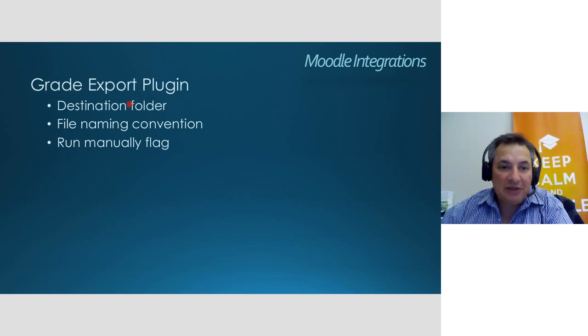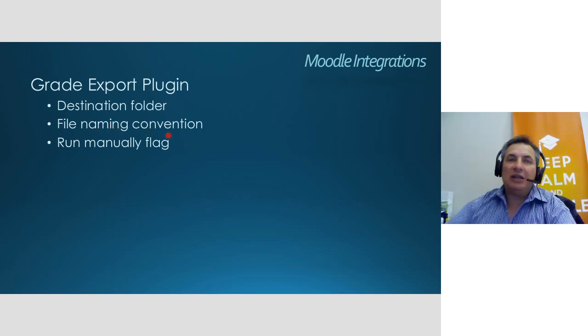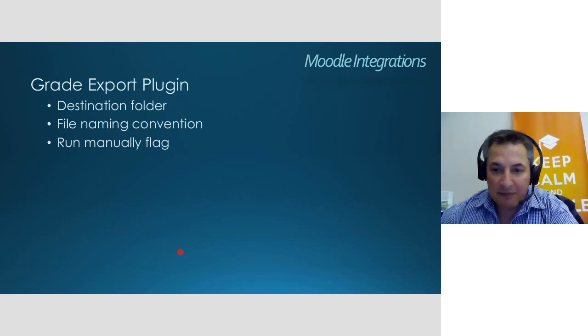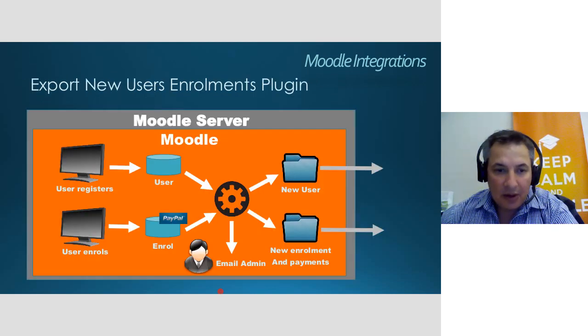Now, with the grade export, obviously, in the settings page, we were recording the destination folder and the file naming conventions, because depending on the receiving system, whether it's RTO Manager, Power Pro, or SAP, they'd need their files coming in a particular way, and so you'd have an opportunity to set that in the settings page of the plugin. And again, we had that run manually flag. Run manually, yeah, it makes sense. So they can run that process manually. Okay.